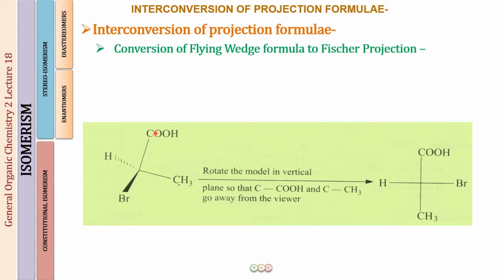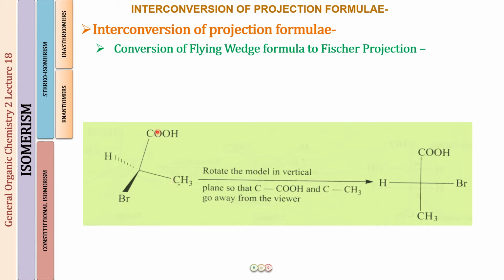Now, in this flying wedge formula, what you can see is that we have two simple looking lines, one solid wedge, and one dotted line triangle. So what do all of these mean? The simple looking lines mean that these are in the plane of the paper. The solid wedge is pointing away from the plane of the paper, but towards us. And this dotted line is also away from the plane of the paper, but away from us. So this is pointing towards us, this is pointing away from us, and these two are in the plane of the paper.